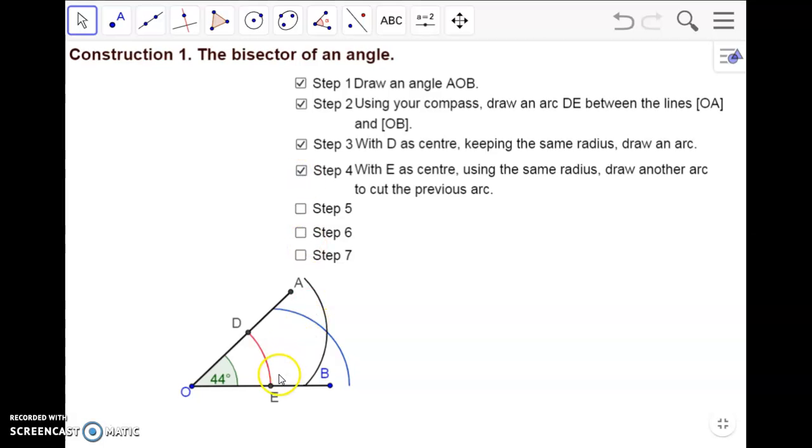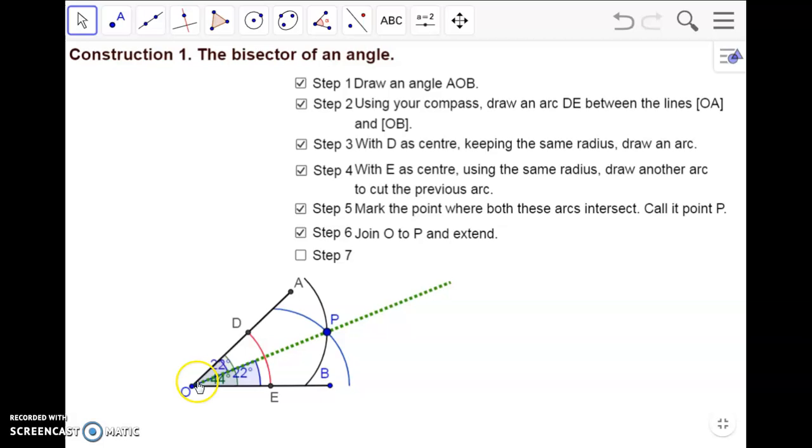Step four, which is pretty similar, we use our needle point, we move from D to E, and keeping the exact same radius, we draw this blue line here across the middle of our angle. Once again, it does not need to intersect the arms. Step five, we mark the point where these two arcs intersect. Remember, D to P would be the same distance as E to P because we've used the same radius. Step six is we get our straight line and we draw a line from O through our intersection point P.